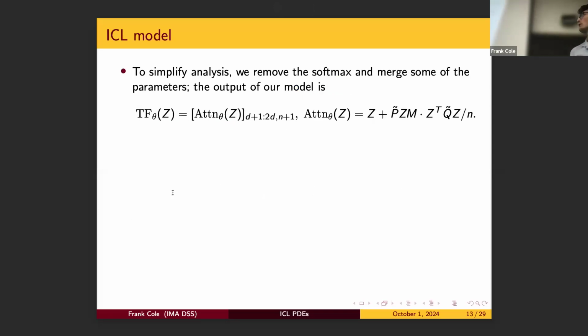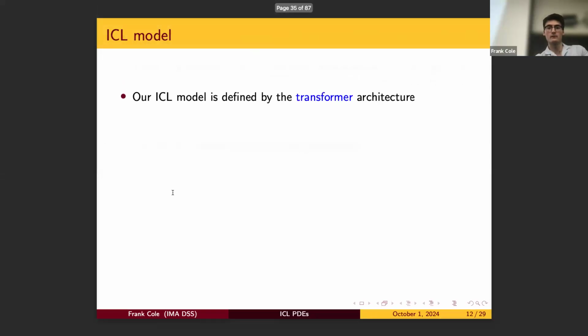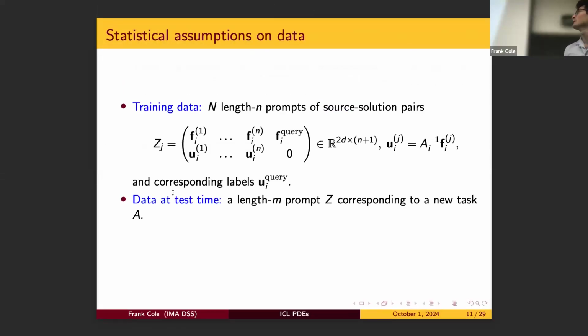And so, some more on the model. If you remember, this prompt matrix has a placeholder for the label of the query point. That's basically going to be our output. Even though the attention defines a mapping between whole sequences, we really only care about the last D rows of the last column of this prompt matrix after applying the model.